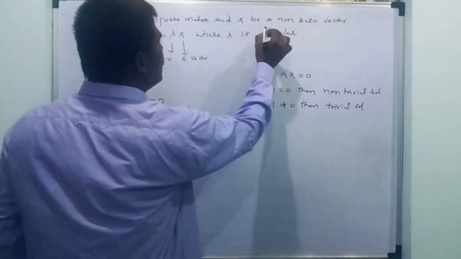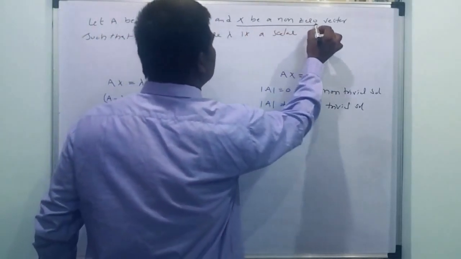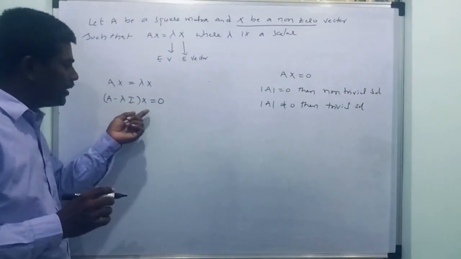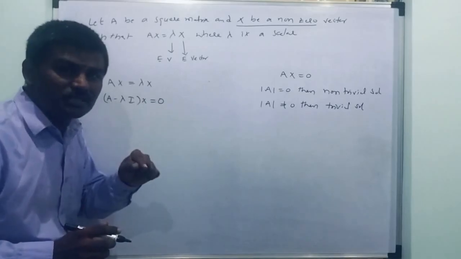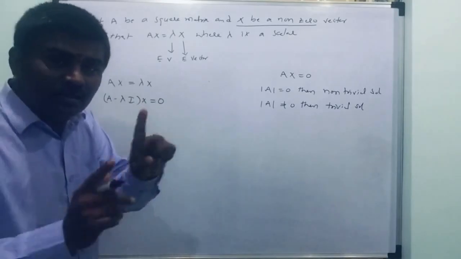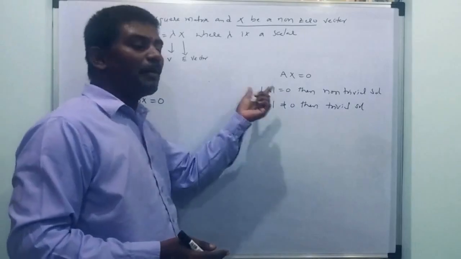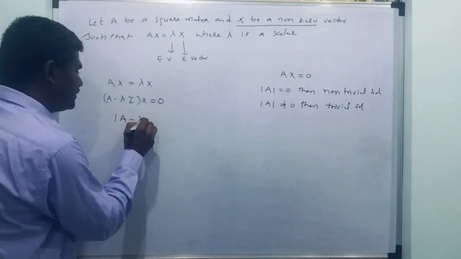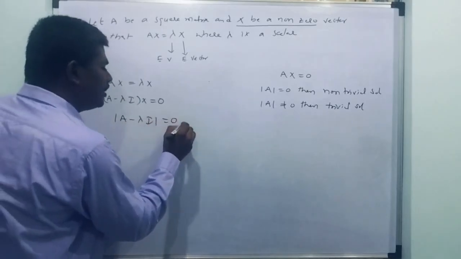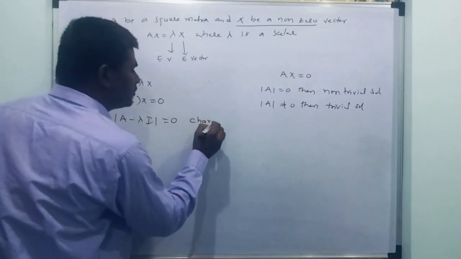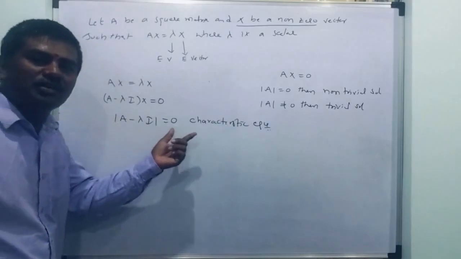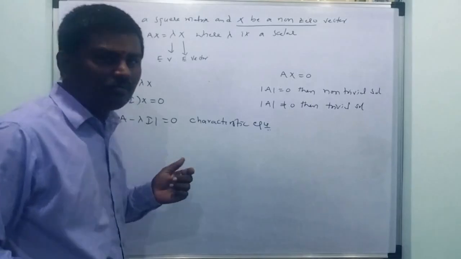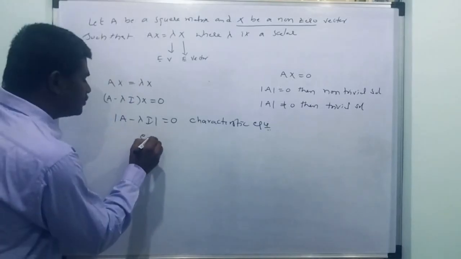What have I mentioned about x here? X is a non-zero vector. (A minus lambda I) into x equal to 0 is a homogeneous system and x is a non-zero vector. Then what will happen? Determinant of A minus lambda I is equal to 0. That is called the characteristic equation. On solving this equation, you will have the roots, the eigenvalues.